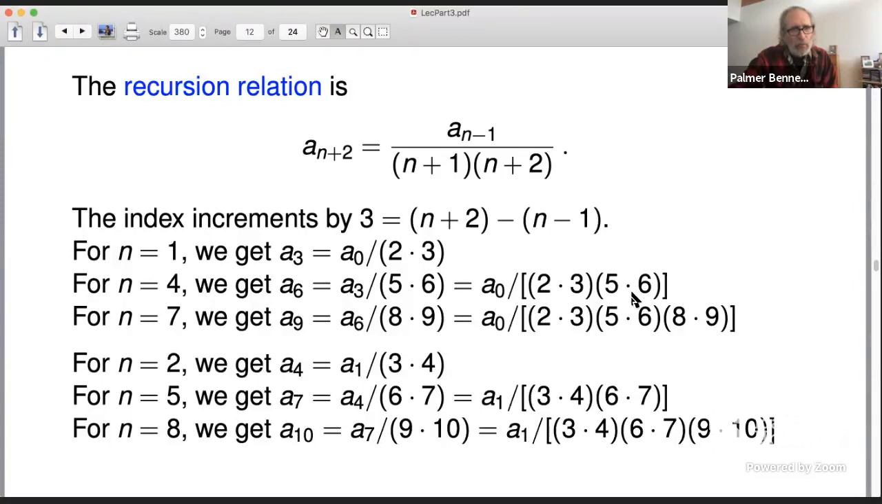Okay, now we want this to be a6, so we take n equals 7. So when we take n equals 7, we'll get a9 is a6 over 8 times 9. And then we use the previous equation, which was that a6 is a naught over 2 times 3 times 5 times 6. So a9 is a naught over 2 times 3 times 5 times 6 times 8 times 9.